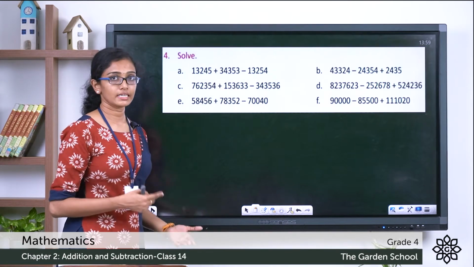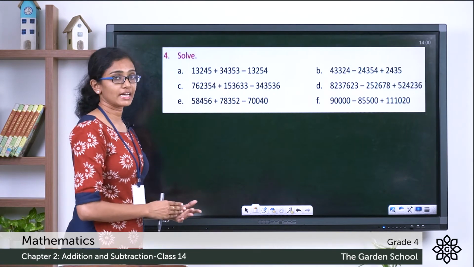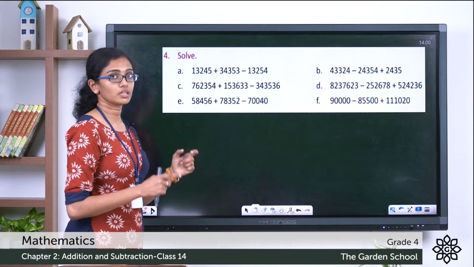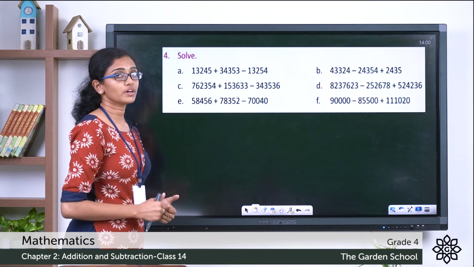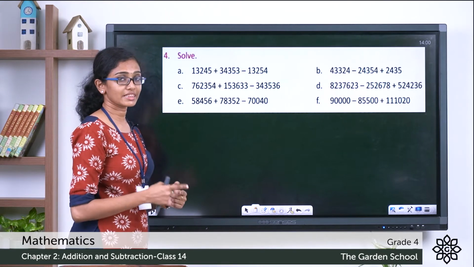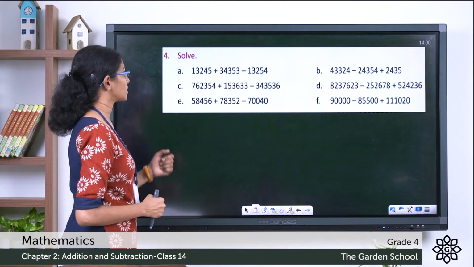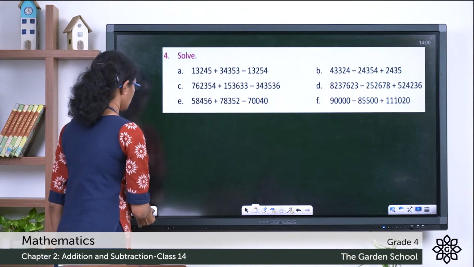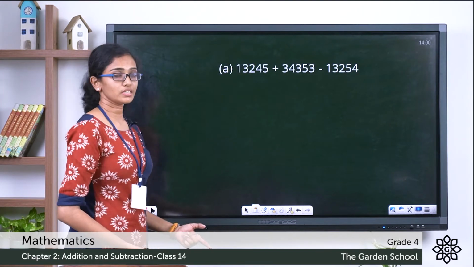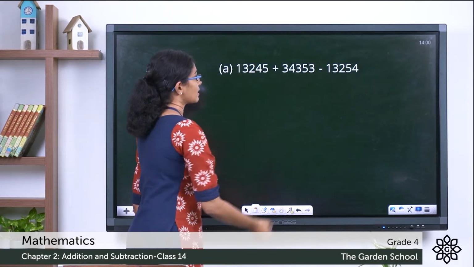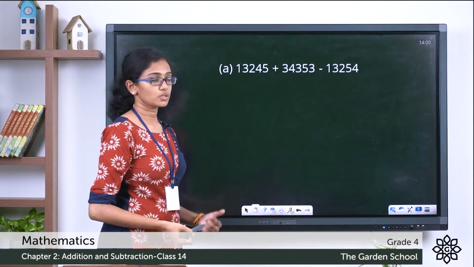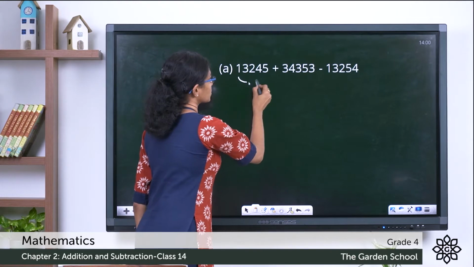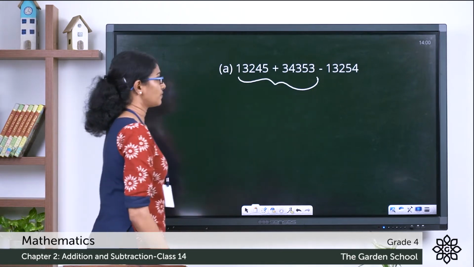So we have learned the rule in math that if addition and subtraction come together in the same question, which is the one that we always do first, we do addition first, then we do the subtraction. So let's see the question A first. So here you have the numbers and addition and subtraction. So let's do the addition part first. So let's group these two and find the sum.